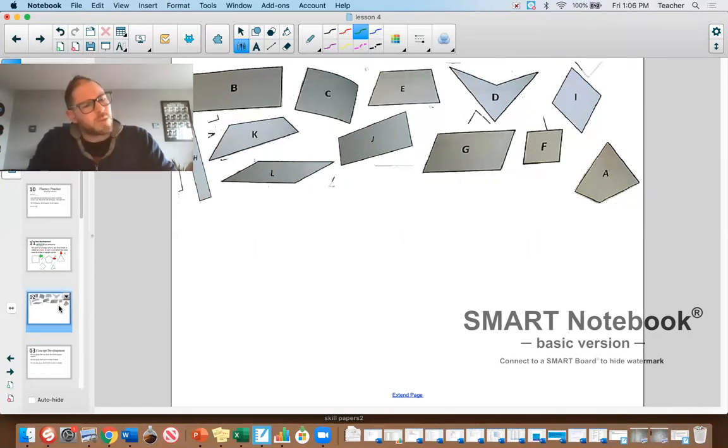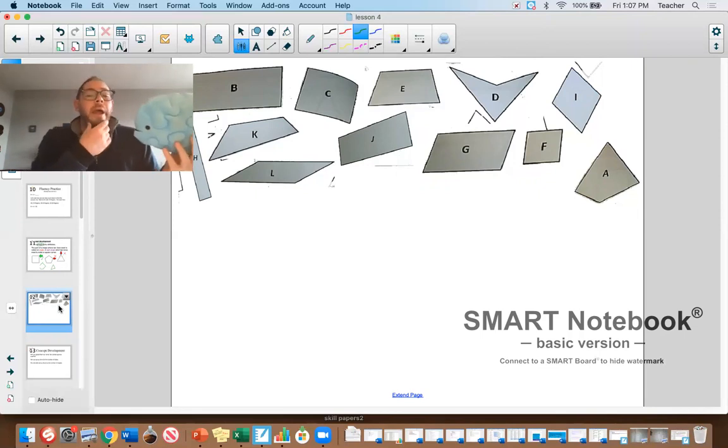Brain, what do you think? What's one way we could group these shapes together? What about by names? We could put all the shape squares together. We could put all the triangles together. We could put all the rectangles and the rhombuses together and all the trapezoids together. Yep, we could put all of those together.